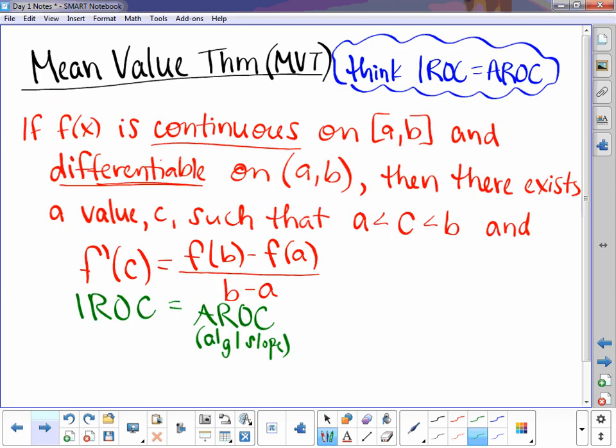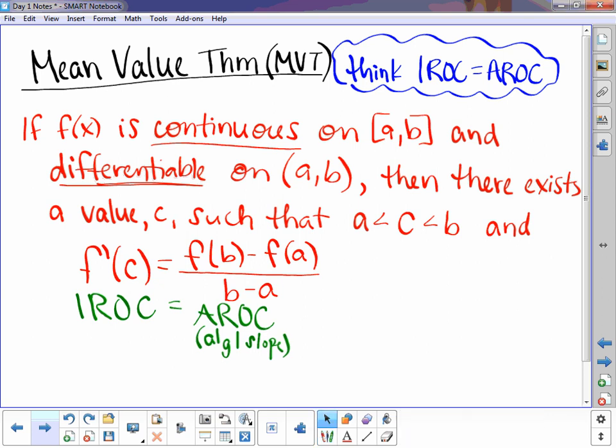Mean value theorem, as long as it is continuous on the closed and differentiable on the open, then there's some value somewhere within the interval where that derivative, the slope of the tangent line, the instantaneous rate of change, is equal to the slope of the secant line, or your average rate of change.